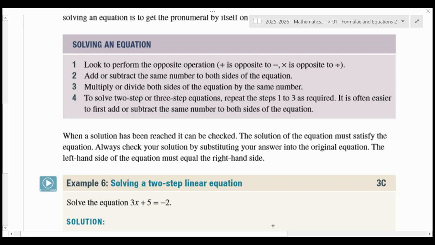So we are now going to be solving an equation. This is example number 6 that we're working on now. First things first, you've got the 4 steps there that are in your workbook. You'll note that the first one says, look to perform the opposite operation.